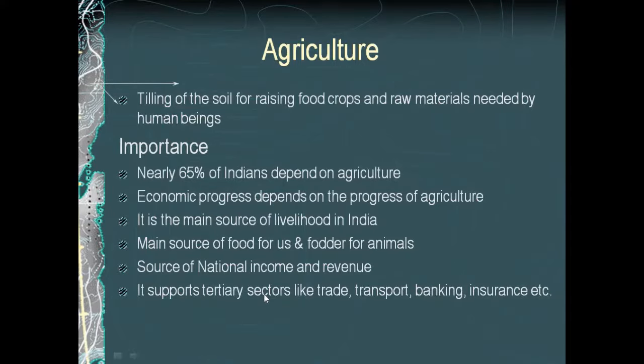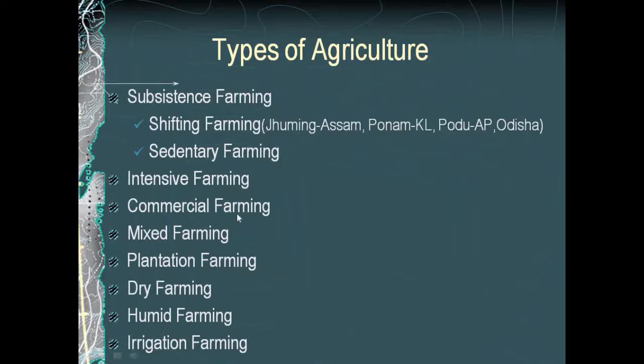And now we have to discuss different types of agriculture. Here, agriculture is divided into subsistence farming, intensive farming, commercial farming, mixed farming, plantation farming, dry farming, humid farming, and irrigation farming. So these are 8 types of agriculture.